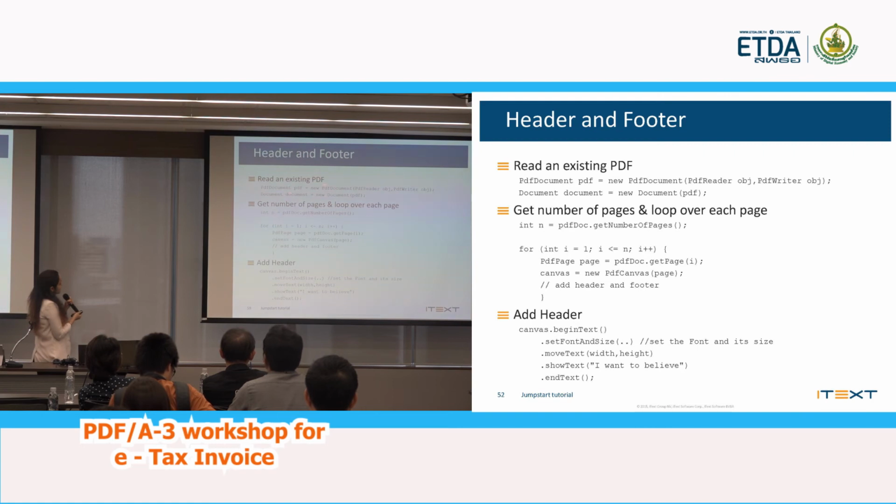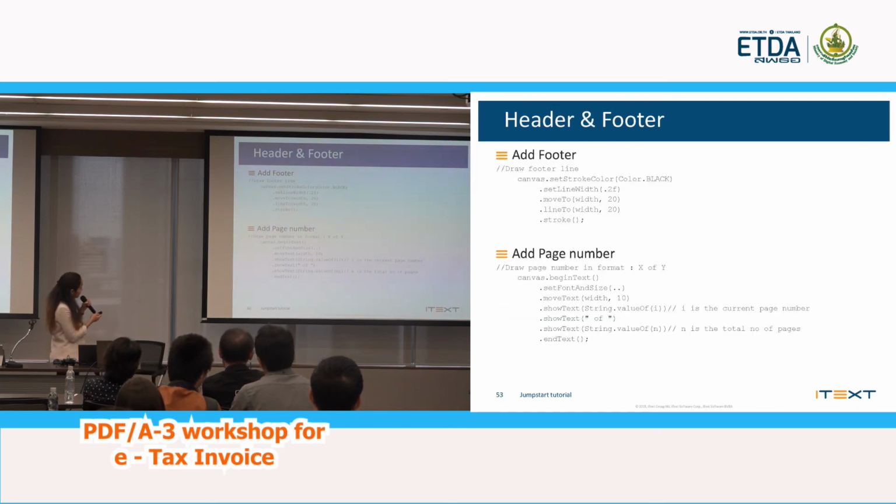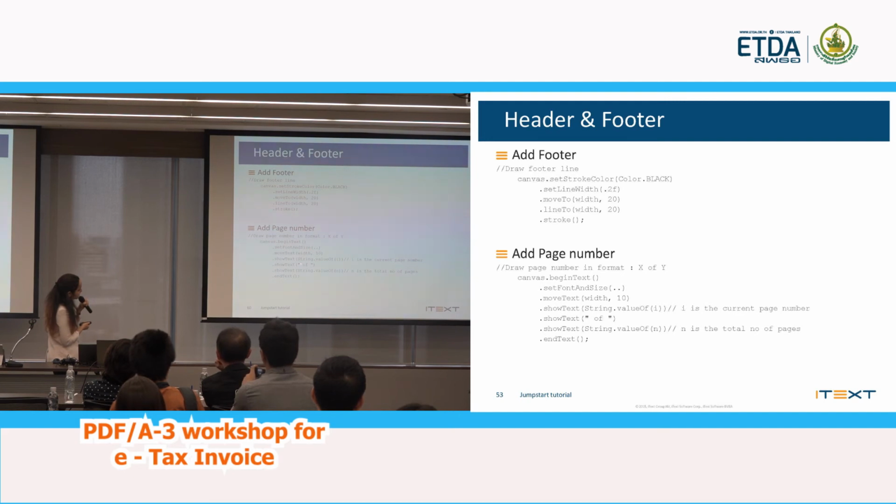So you would read an existing PDF using these two lines of code where you're passing the reader and the writer. Then you create a new document. You get the number of pages and loop over each page. And then you get hold of the canvas object, and then you add a header. Similarly, you can add a footer and set the color. You can add page numbers.